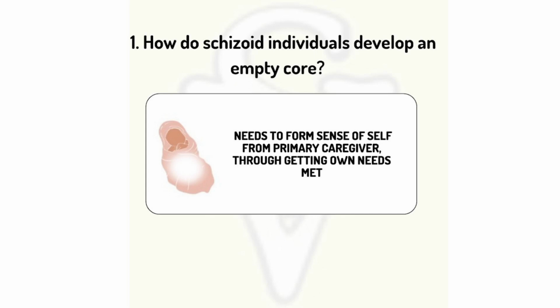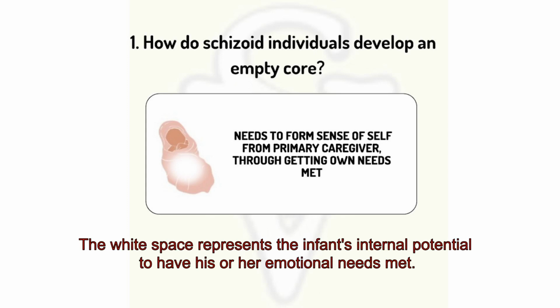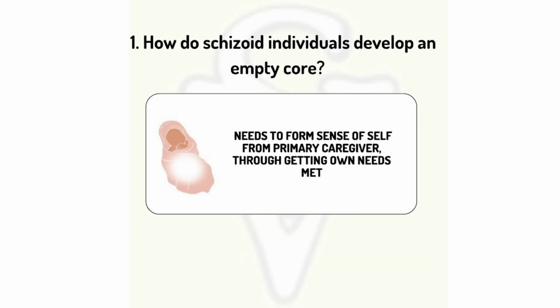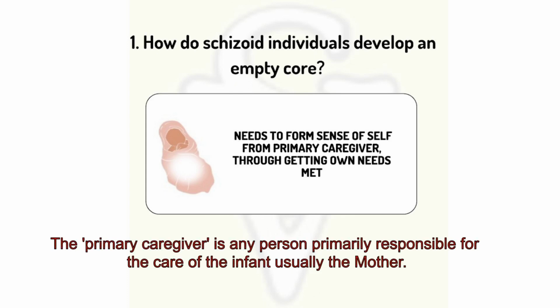Here we have a newborn baby or infant. The premise for this theory is that when we're born, we're more or less a blank slate in terms of our personal identity. We have no sense of self, and we need to develop a sense of being a person in our own right. And in order to do this, we're reliant on the love and care that we receive from our primary caregiver. This is because we develop a sense of being a person through getting our needs met.